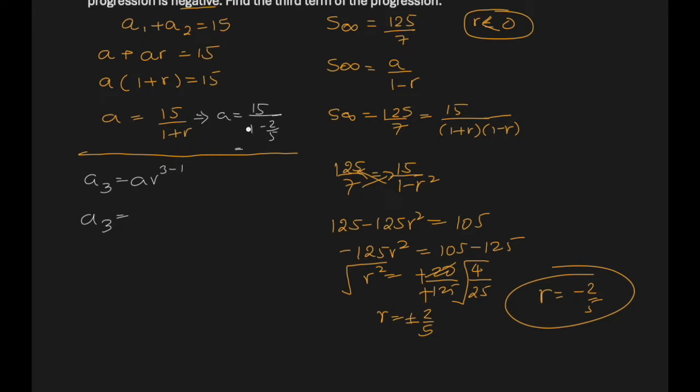You can put this in a calculator, but let me do it mentally. 3/5, so 75 divided by 3 is 25. Okay, so A is 25, R is minus 2/5 to the power 2. Which comes out as 25 times 4 out of 25. Answer is 4.